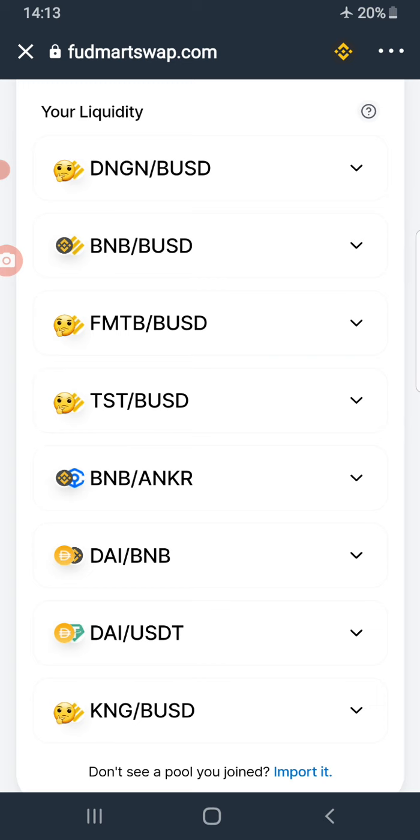Okay, to the early liquidity providers on FudmartSwap. The essence of doing this is to incentivize you to invest in the liquidity pool, and investing in the liquidity pool of a decentralized exchange is lucrative, but it has only one major risk, which is impermanent loss. Impermanent loss is normal due to fluctuation of assets.